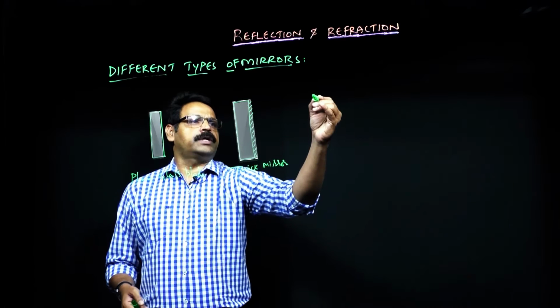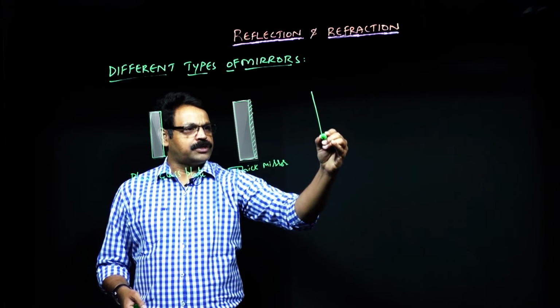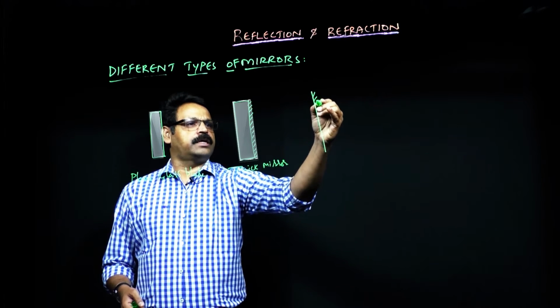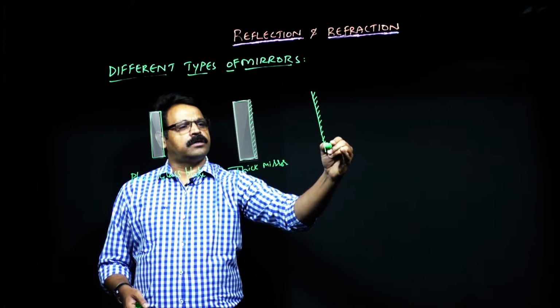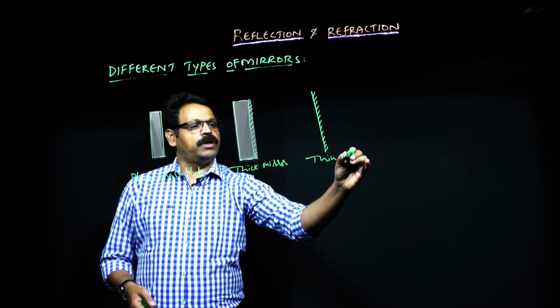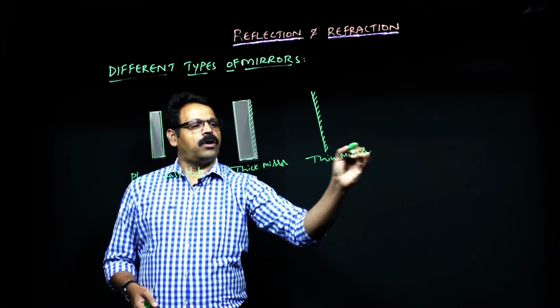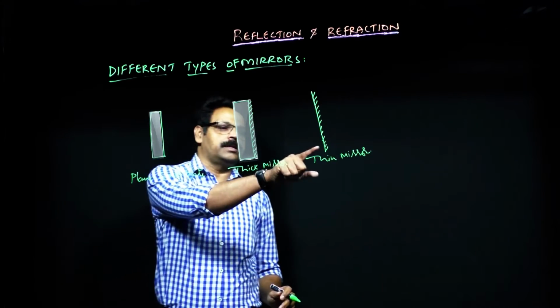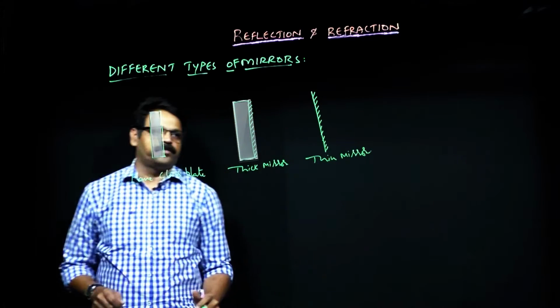Unlike that, if it is ground such that the thickness is minimized, then you call it a thin mirror. This is a thin mirror. Generally, we look into thin mirrors for all calculations. This is called a thin mirror. This is the notation for a thin mirror.